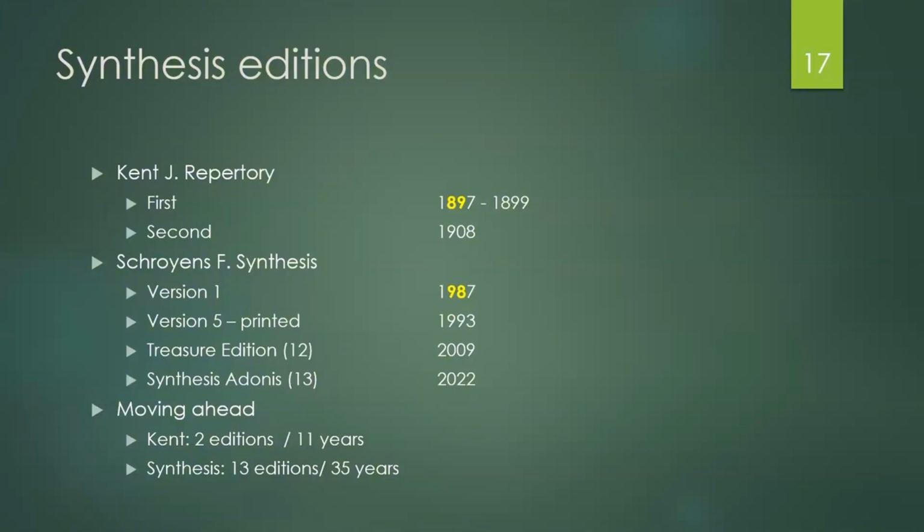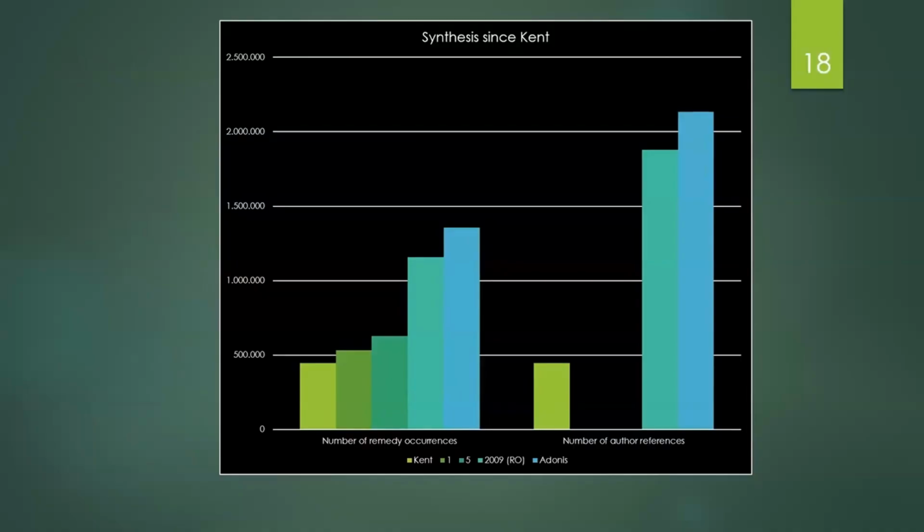Okay. So this is the same in figures, and the olive green to the left is Kent with 450,000 remedy occurrences, and the right block is the outer reference, just the same. So the remedies have increased about 3 times to the last version of Adonis, which is the blue curve to the right.